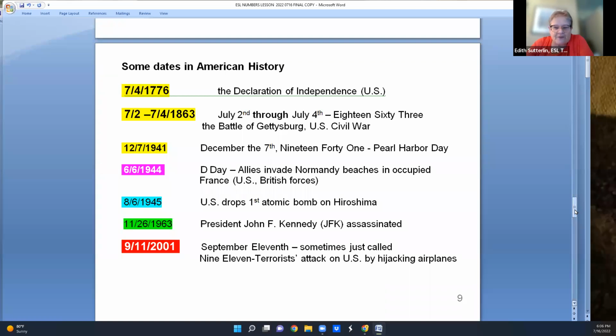When was the Battle of Gettysburg? A famous battle in the Civil War when the Union, or the North, started winning against the South. And we say July 2nd through July 4th, 1863. Notice we say the 2nd, not 2, and we say the 4th. And that little hyphen, you can either say July 2nd to July 4th or July 2nd through July 4th. Usually we say July 2nd through July 4th to indicate it happened on all 3 days.